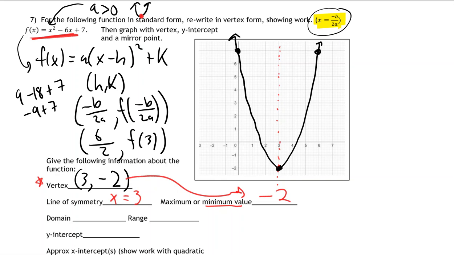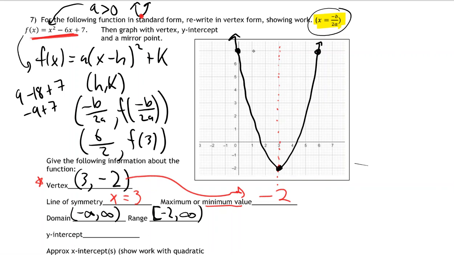But parabolas go forever to the left and forever to the right, so the domain should be everything. Range is describing the y values. Looks like it goes down as far as negative 2. It hits negative 2, so you have to have a bracket, and then goes up forever, so infinity.